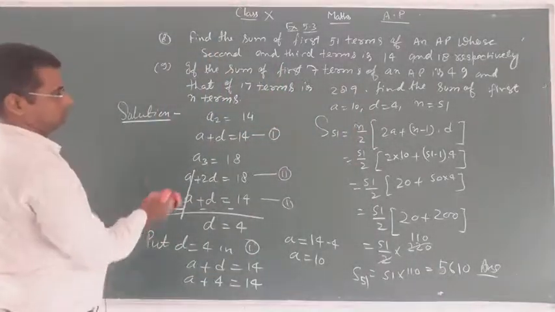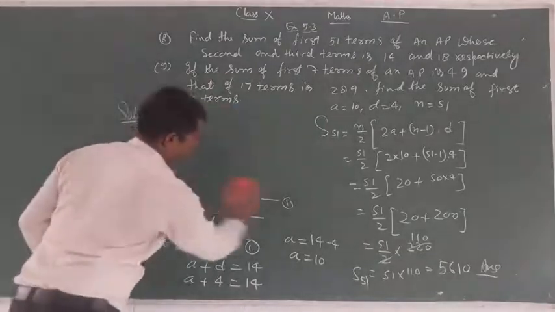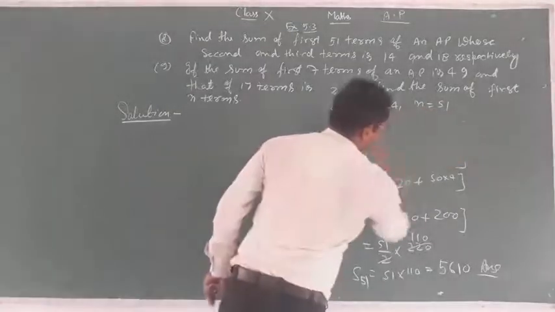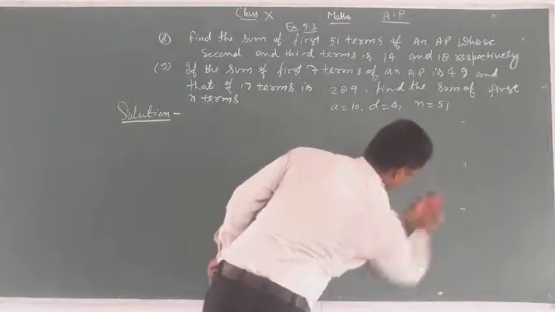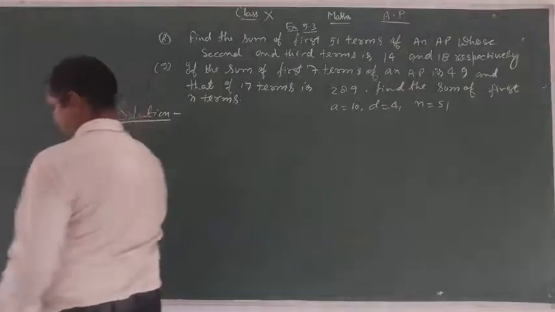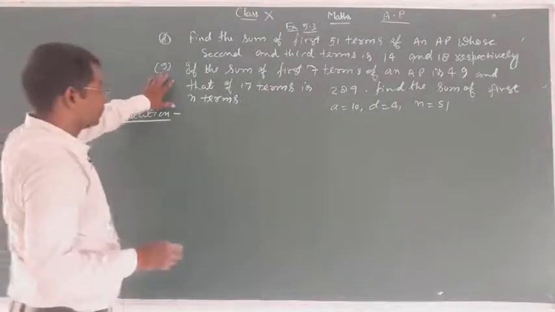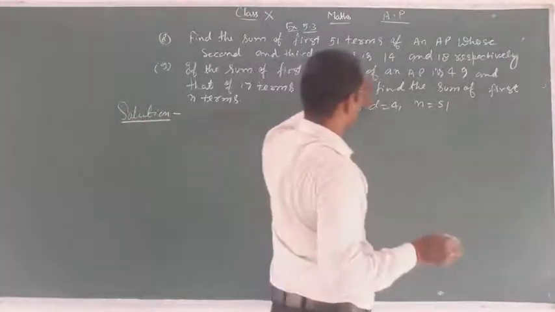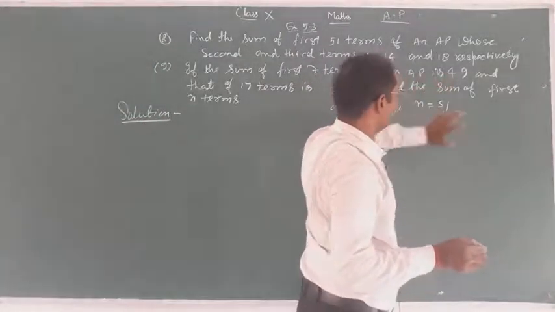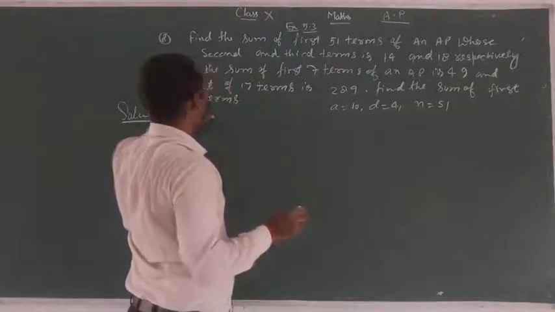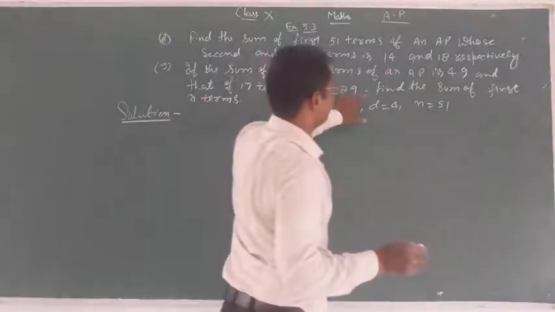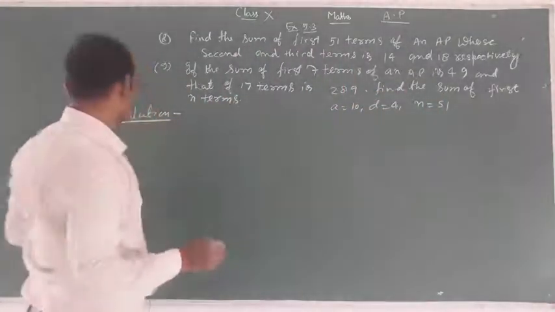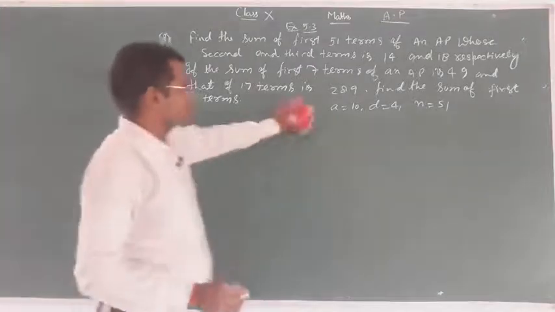And also you can solve question number 9: if the sum of 7 terms of an AP is 49 and that of 17 terms is 289, find the sum of first n terms. So now let us start.